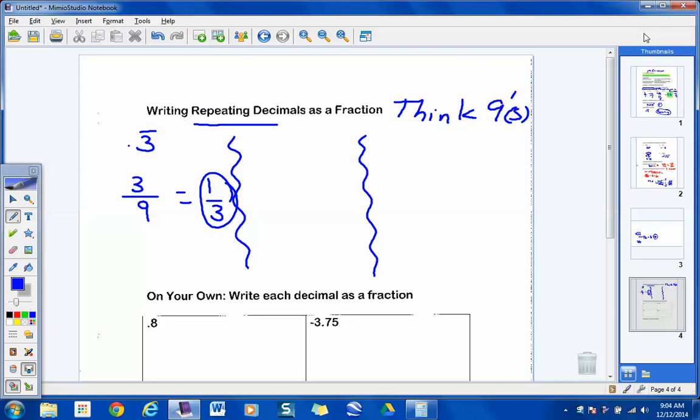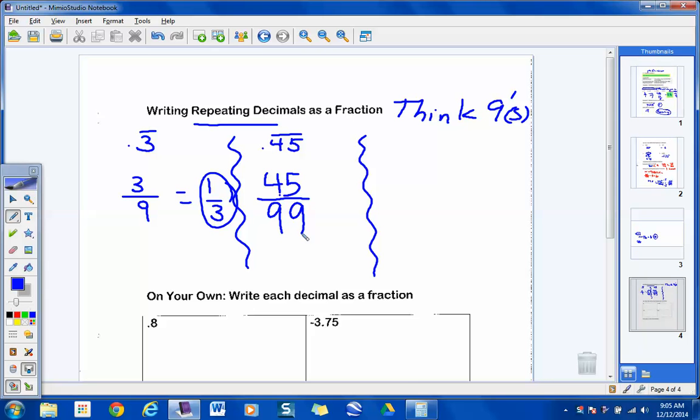What if I had something like this, 0.45 repeating? If I put a bar over the 4 and the 5, then that means it goes 0.45, 45, 45, 45, and so on. How many digits are getting repeated in this mess right here? 2. The value that's getting repeated is really a 45, right, guys? How many digits are repeated? 2. So how many 9s do you think I'm going to throw this one over as it's a repeating decimal? 99. Okay, let's do it.